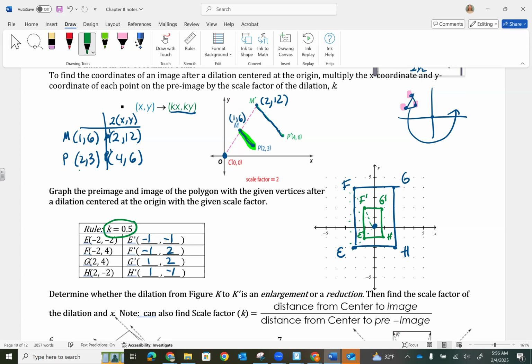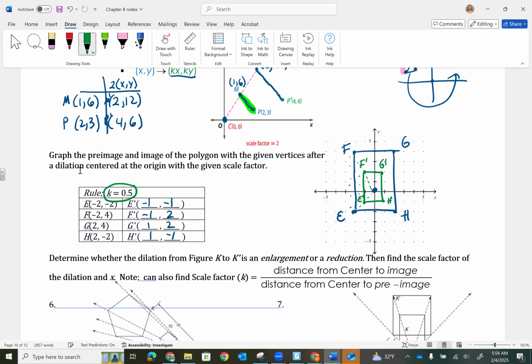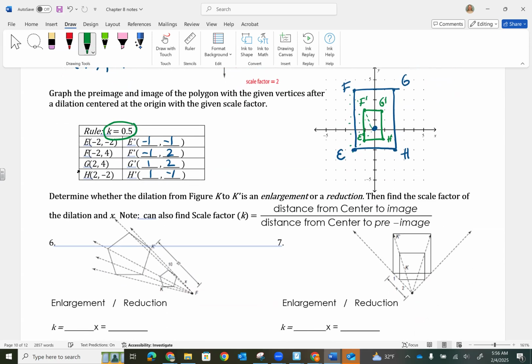And there we go. Each point is half the distance as the original is from the origin. If you multiply by 2, it'd be twice the distance from the origin. And so we're going to play with that here. These are a little bit less lovely.